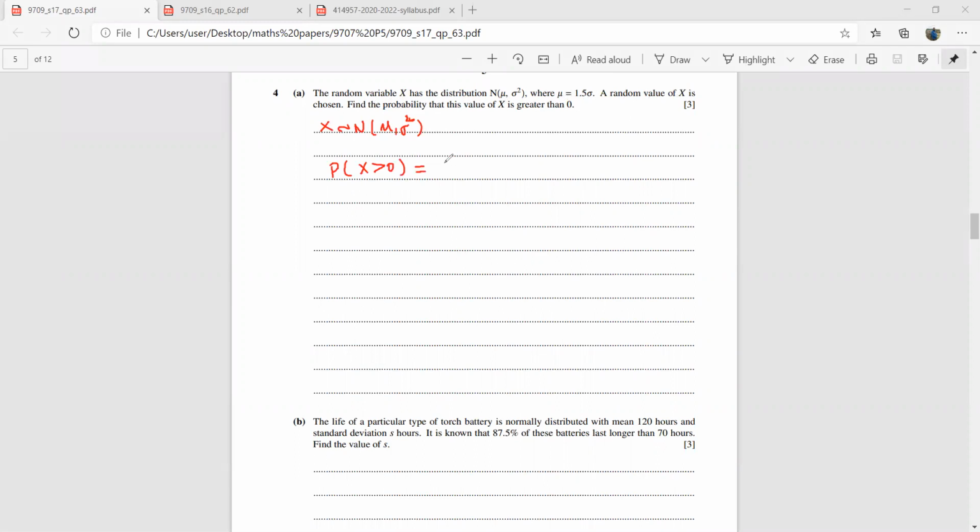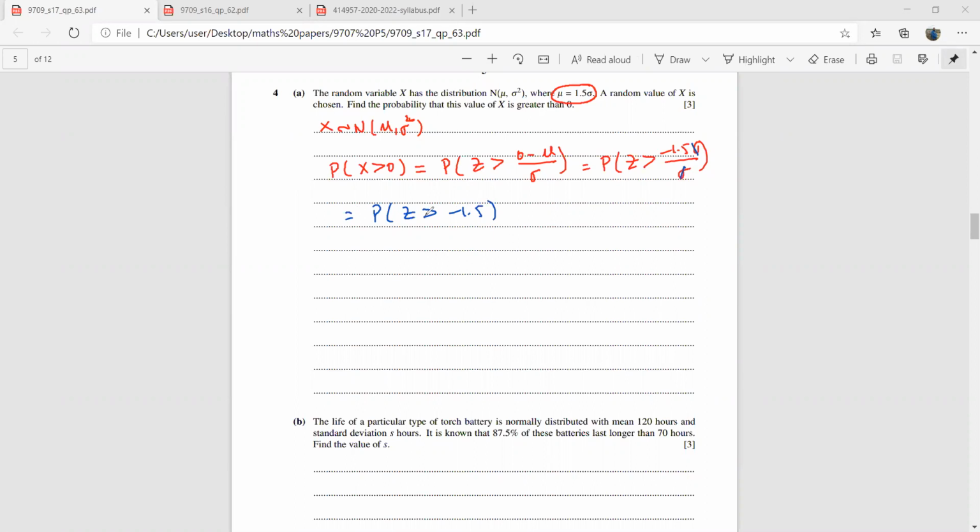Without wasting our time, we'll standardize this. Z is greater than (0 minus mu) over the standard deviation. So this is going to be the probability Z is greater than, I'll change this mu from here, (0 minus 1.5 sigma) over sigma. So I'll be canceling the sigma with the sigma. We are left with z is greater than minus 1.5.